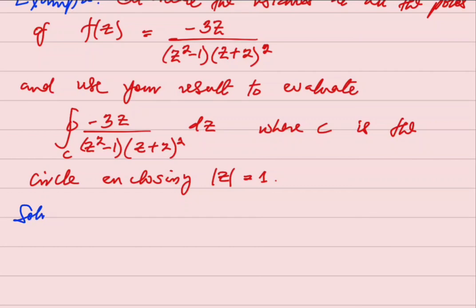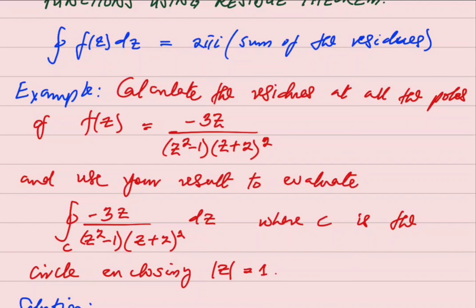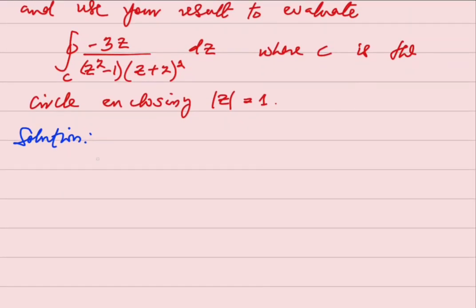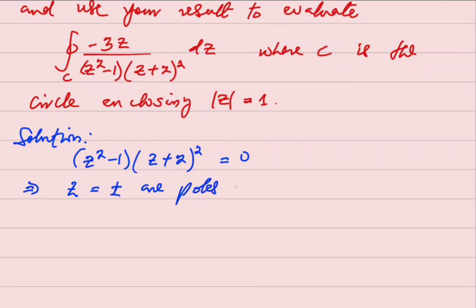Solution. Like the question says, we must first of all calculate the residues of the poles that we have here, and from here we set z squared minus 1 into z plus 2 raised to power 2 equal to 0. So when you solve, you have z is equal to plus or minus 1, and these are poles of order 1. Then z is equal to minus 2 is a pole of order 2.